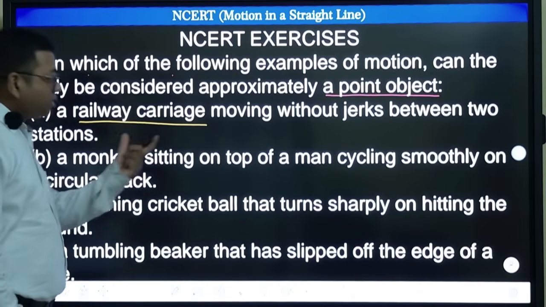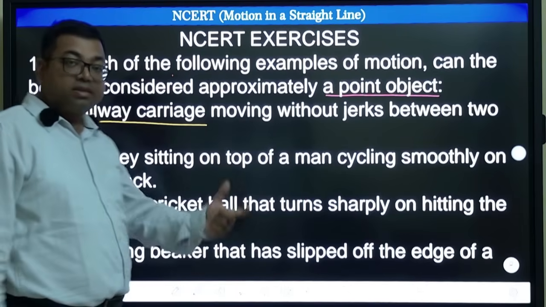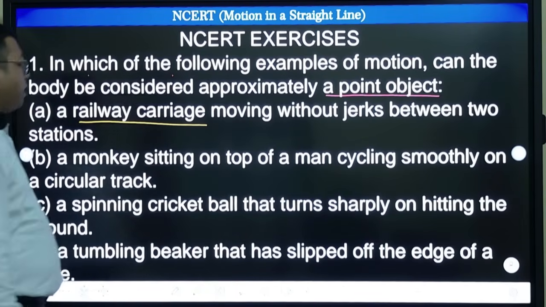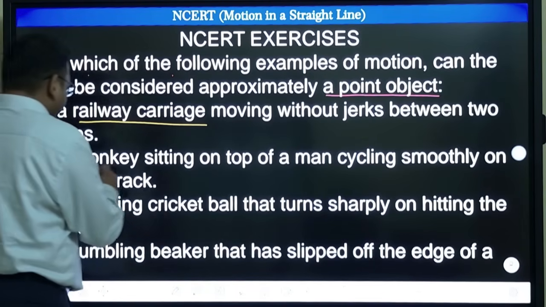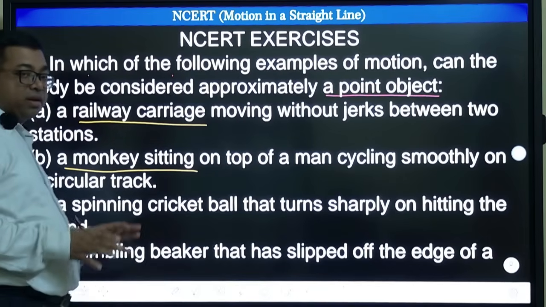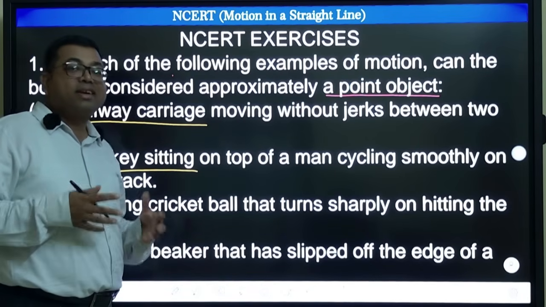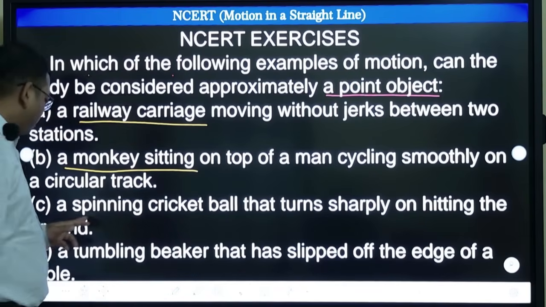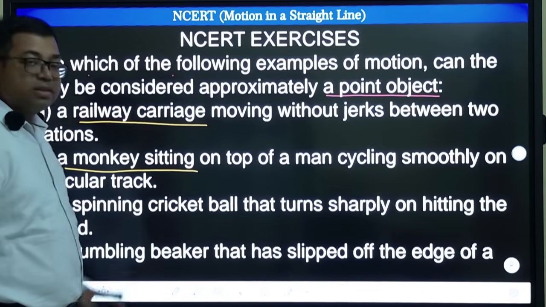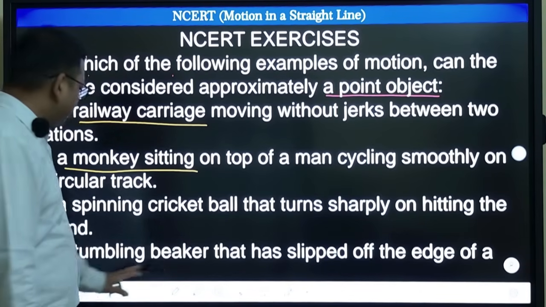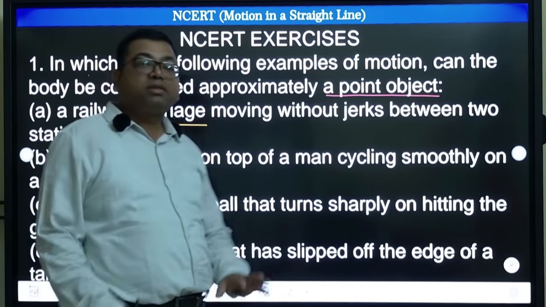And the monkey, definitely this monkey is considered as a point mass, right? And also note that the monkey is sitting on that, right? He's not doing any other kind of motion. And here the spinning ball you cannot treat as a point mass, right? And similarly this tumbler cannot be treated as a point mass.